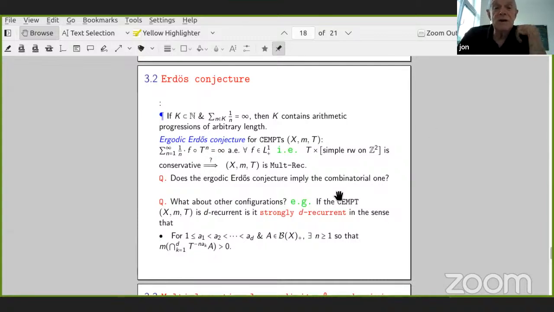The other question is, what about other configurations? If a conservative ergodic measure preserving transformation is D-recurrent, is it strongly D-recurrent? Here's a sense that I could take other configurations, any a1, a2 up to aD, natural numbers. Does there exist an N so that this intersection is positive? No idea.